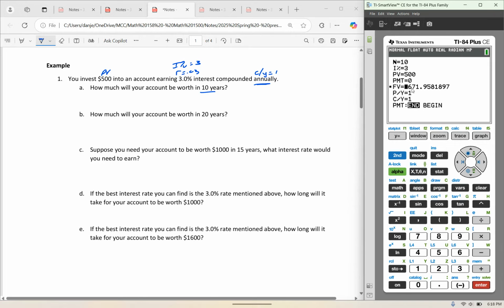The TVM solver is programmed to think your present value is positive. You invested $500 into an account. The account's only there for 10 years. And at the end of the 10 years, you took that money out of the account. So that negative is directional. So the account's not going to be worth negative $671. It's going to be worth $671.96. It's just that you're going to withdraw that.